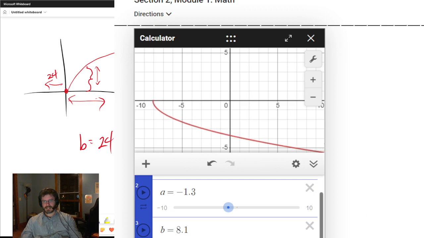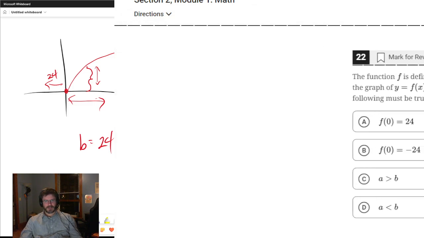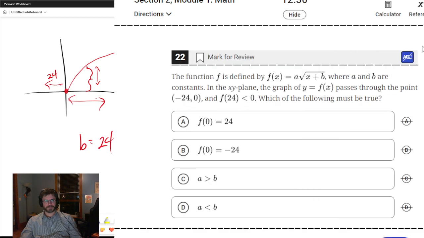So if they're telling us that negative 24, 0 is on the x-axis there, that means B is 24, and that means that A is negative. It must be negative. F of 24 is less than 0. Which one must be true?